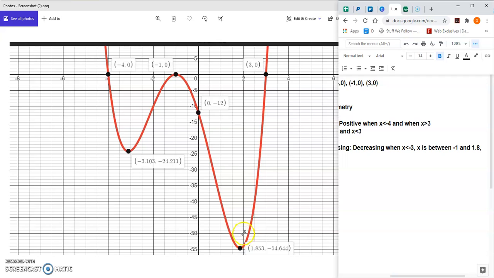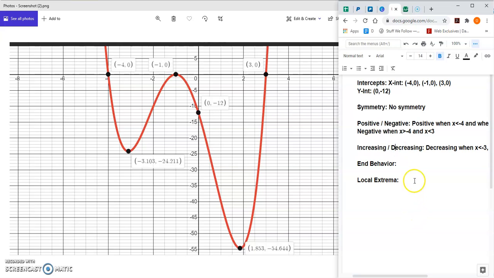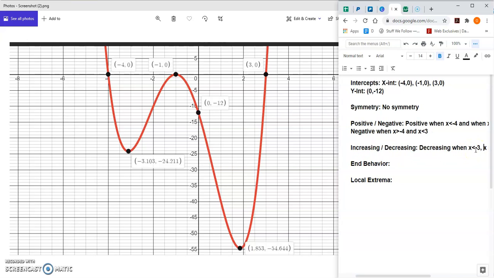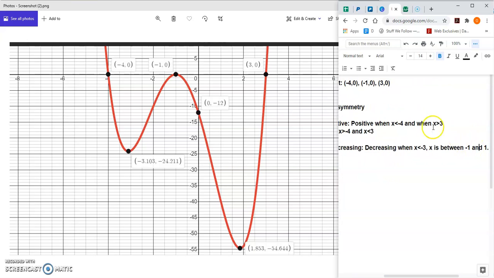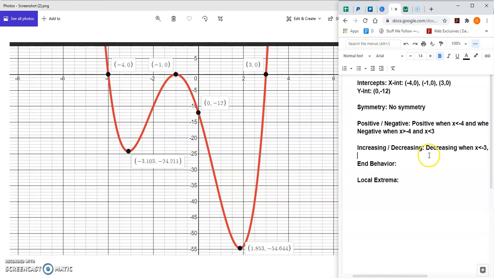And is there anywhere else where it's decreasing? No, it just keeps going uphill after that. So here's how you would write it. The notation I'm not trying to be too exacting about. I just want you to understand that it's decreasing when x is less than -3 and when x is between -1 and 1.8. Why don't you pause and try to figure out where the graph is increasing.